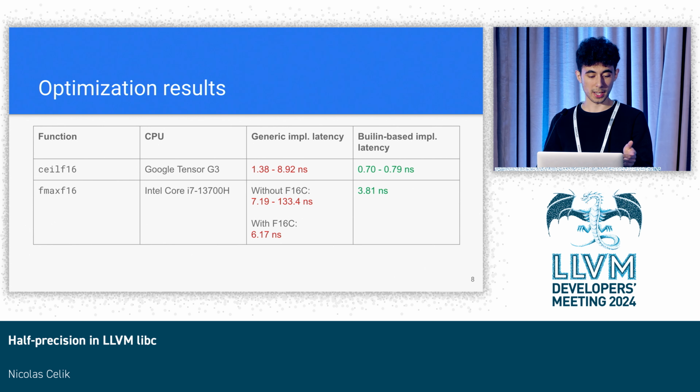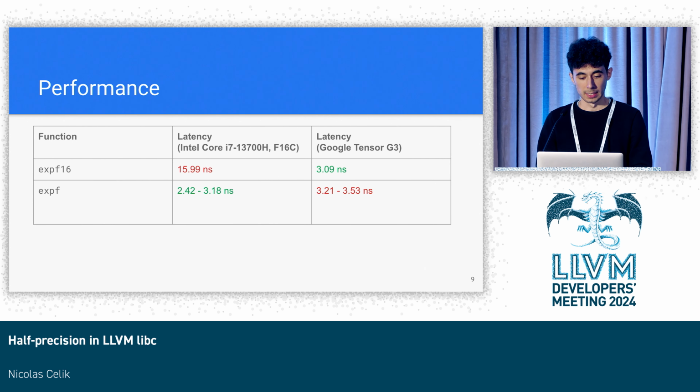Then if you take the fmaxf16 function on a 13th gen Core i7, if you don't enable any of the optional support for float16 instructions, it could take up to 133 nanoseconds. But if you enable support for F16C, that's hardware instructions to convert from and to float16, it's down to 6.17 nanoseconds. But either way, with the built-in implementation, it's only 3.81 nanoseconds.